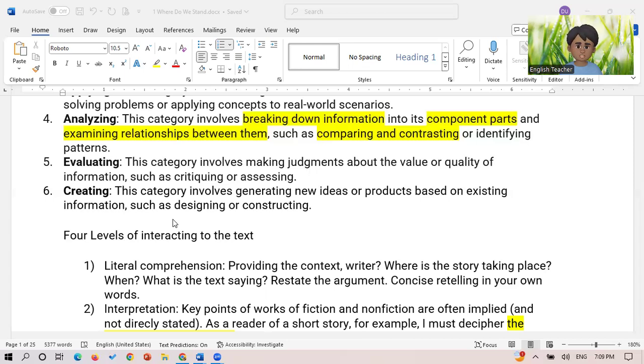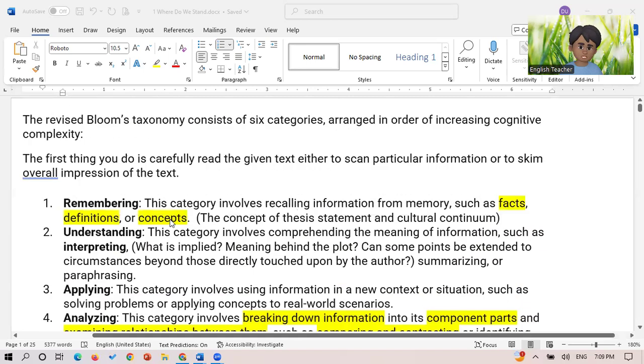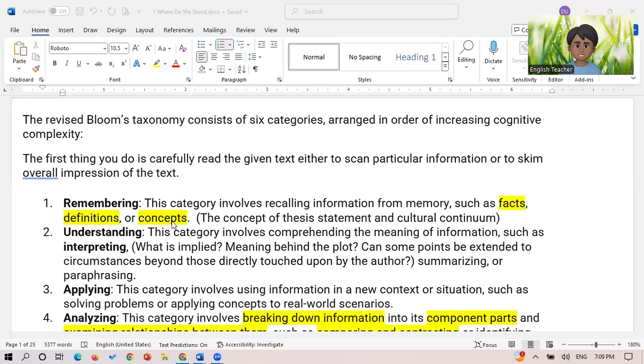So these are the six categories of Bloom's taxonomy. Now I will make this video short. I will close it here. And in part two, I will talk about the four levels of interacting. Maybe I will make more than 5, 6 videos in this series where I will cover the essay. So I hope you watch this video, and then you move on to the next video after this one.